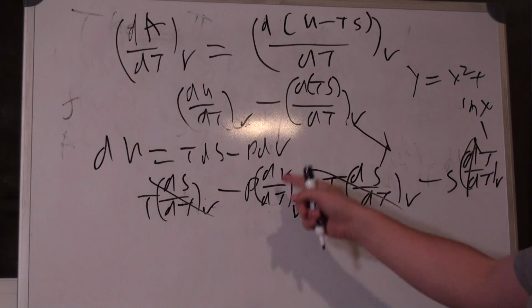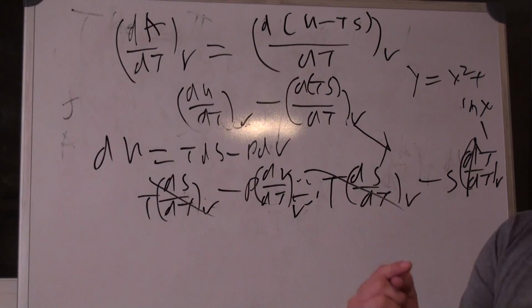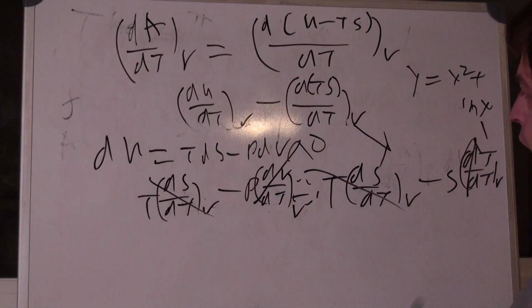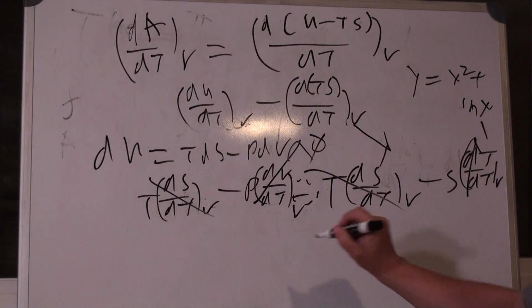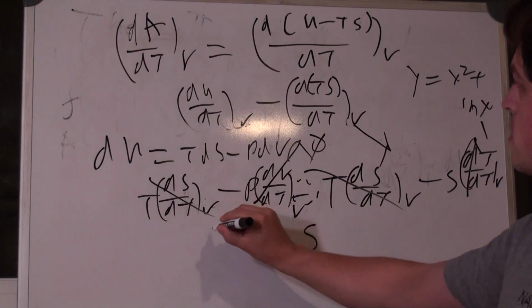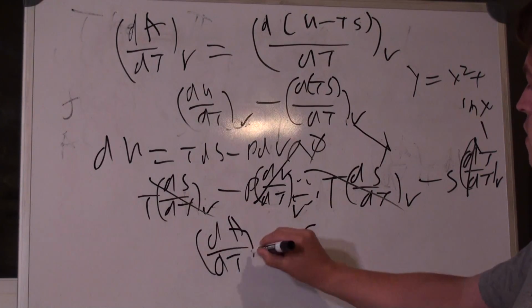Now dv/dt at constant v. What does dv mean? It means a change. What does constant v mean? It means it's constant. So what happens when you try to change something that's constant? Nothing, aka it is equal to 0. So those cancel out. That's equal to 0, that's equal to 1, and I am left with minus s equals dA/dt at constant v.